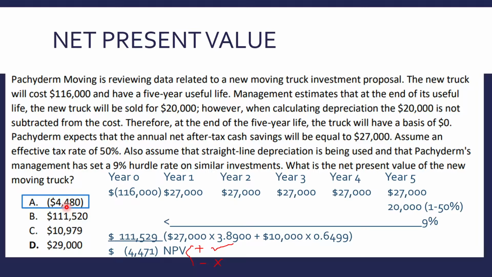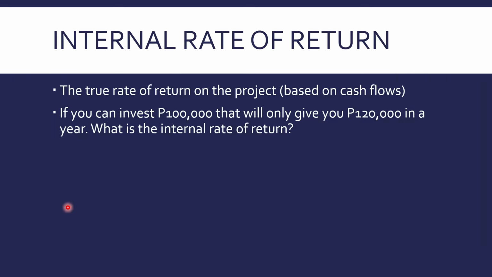Okay. So that is it for the net present value. Again, in summary, a positive NPV means that we recommend to management, we accept the project. Negative NPV means we recommend that management will reject the project. Okay, that's the net present value. Next, we may proceed to the next model, which is the internal rate of return.